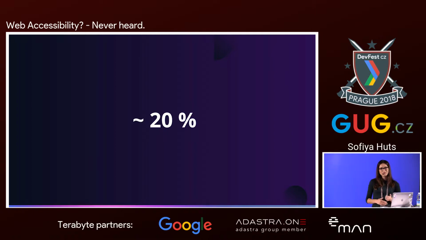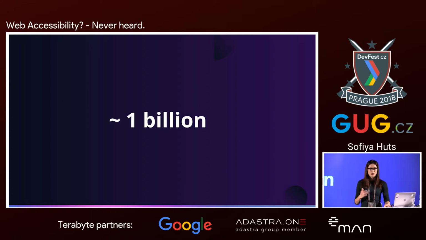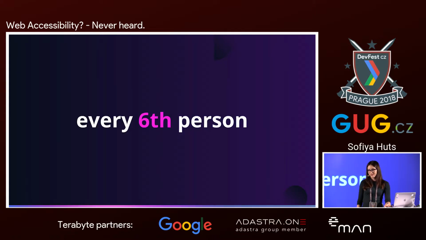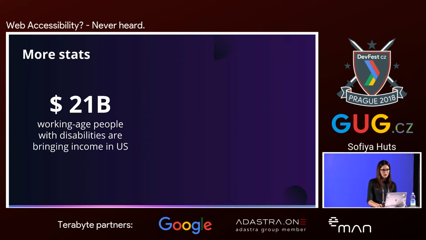Did you know that 20% of people worldwide have some kind of disability or impairment? It's actually 1 billion people. And it's actually every 6th person worldwide. Quite a significant number, agree? And to give you more statistics, the American Institute of Research recently made a great report.